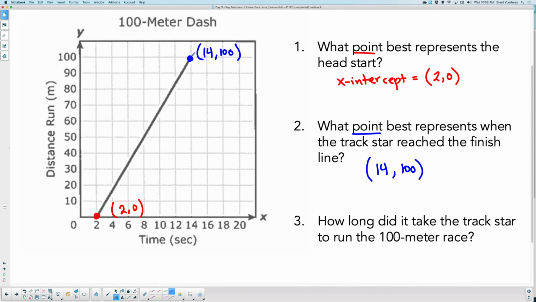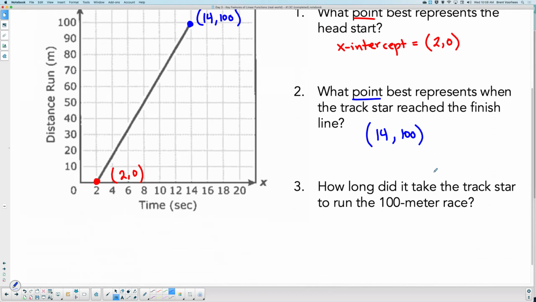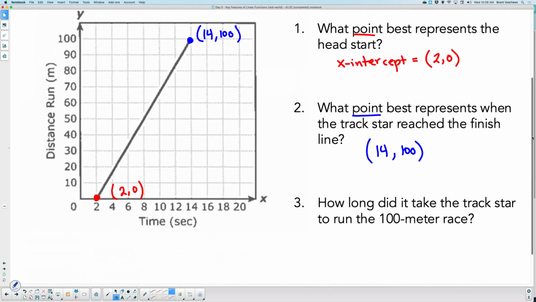This doesn't have any special name because it's just a random point on the graph, but that is the finish line. Now, how could I know it was the finish line? Up in the problem, how long did it say he's going to run? 100 meters. And this over here is distance. How many meters has he ran at that point? 100. Yeah, that's it.